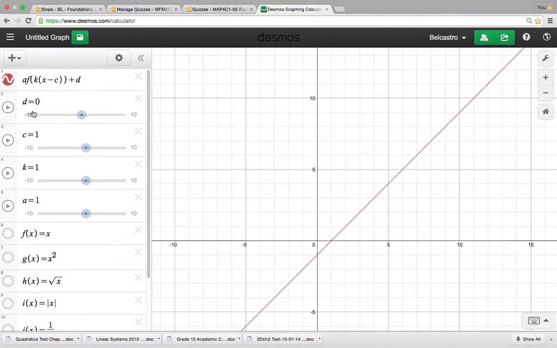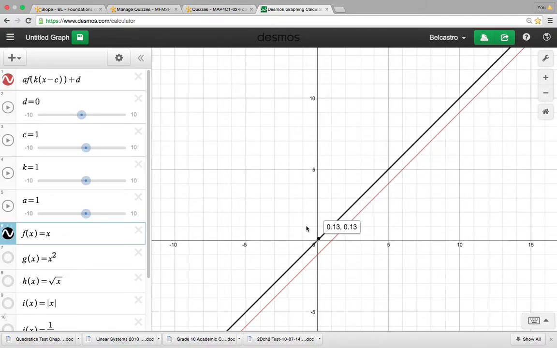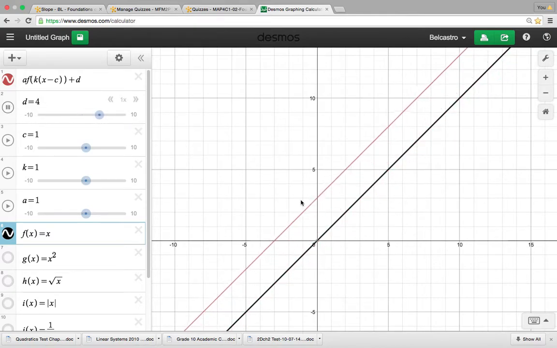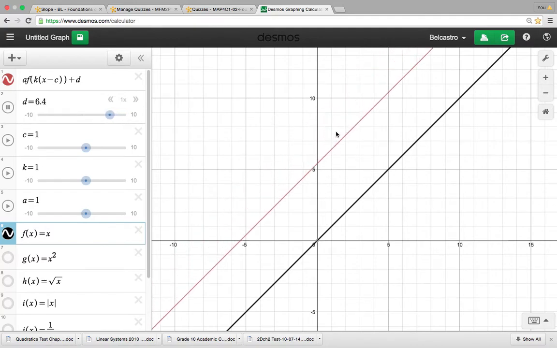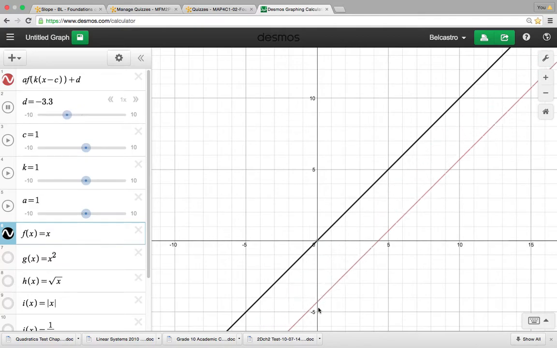Okay, so the very first function I've called f of x. I've turned it on. There's our first function, and that would be the equation y equals x. So we have our linear line. It's pretty obvious to see. If I were to change d, so if I were to increase it, you'll see, and this is the red one, it's technically moving upwards. I know it looks like it's moving on an angle, but you're technically moving up. As it comes downwards, it moves downwards from where it is.